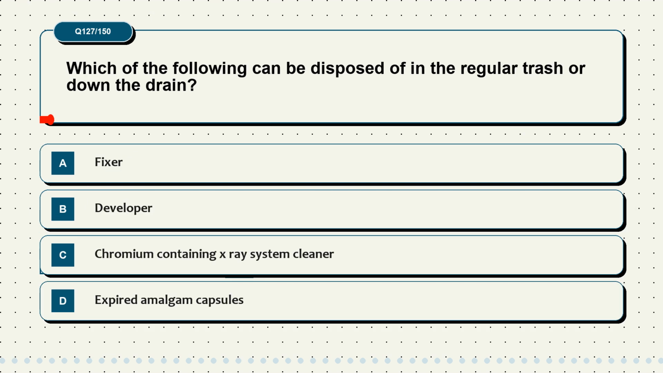Question 127. Which of the following can be disposed of in the regular trash or down the drain? Here are the options. Option A, fixer. Option B, developer. Option C, chromium-containing X-ray system cleaner. Option D, expired amalgam capsules.